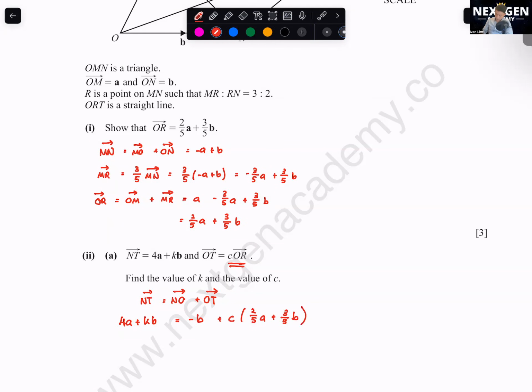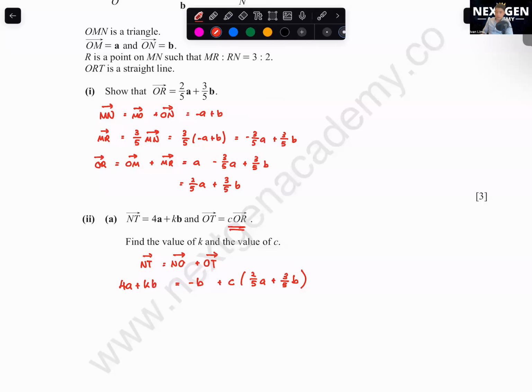Okay, you need to know that this C is a value that you want to find, because you see, they say find the value of C. A and B are vectors. C is not a vector. C is an unknown. So don't get confused with the alphabets here. A and B are not what you want to find. The values K and C are unknown that you want to find. We can write here K and C.